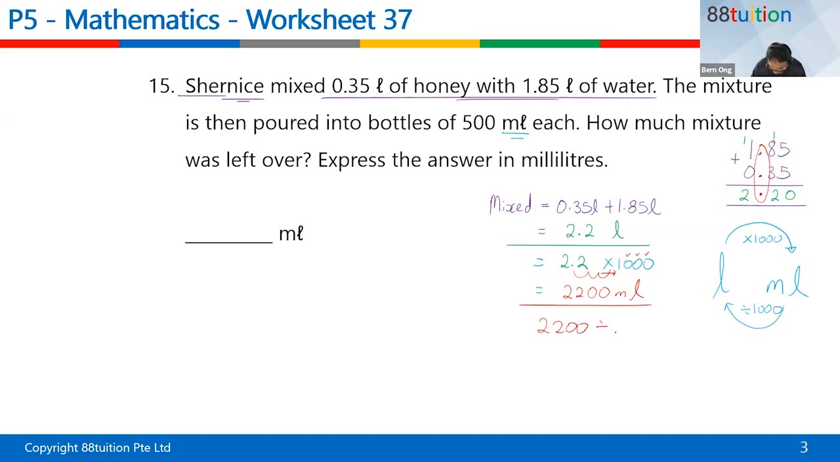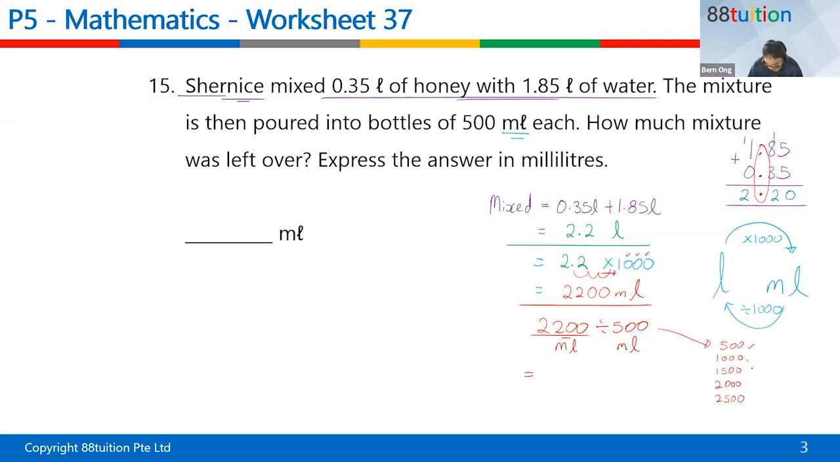Each 500 ml. Can you see now? Both of these are in ml. It's very fair. All right, so 500, right? You can think of your 500 timetable. 500, 1,000, 1,500, 2,000, 2,500. This is your 500 timetable. Can you see? So you only need up to 2,200 because that's what you have.